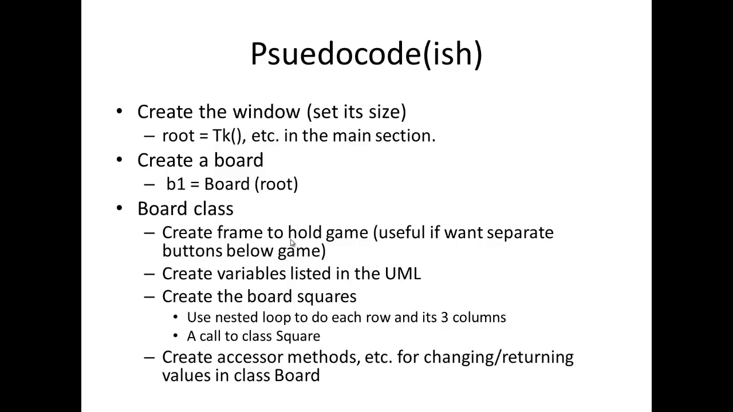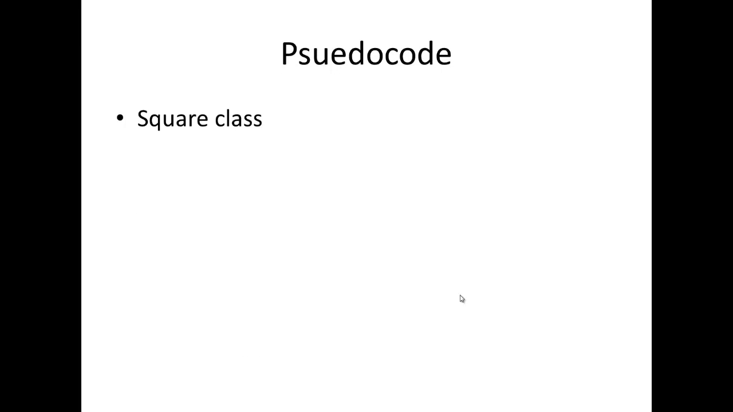As well, in class board, we need to create those accessor methods, for changing and returning values from class board. So when we're in class square, we want to access a few things that are in class board. We use the accessor methods to get in there, like we discussed. It's good programming practice. So next we move through to the square class, and first of all we're going to create a label.